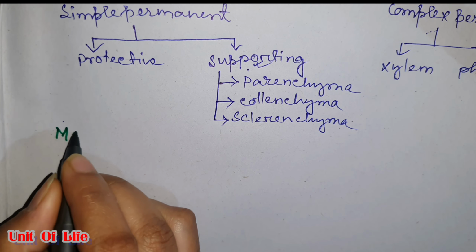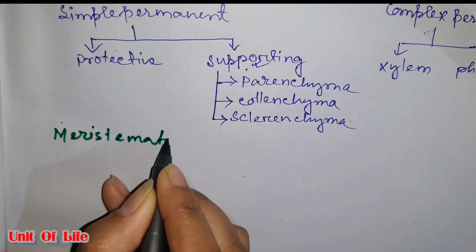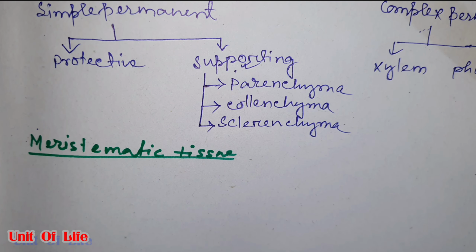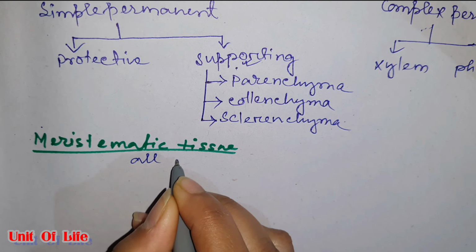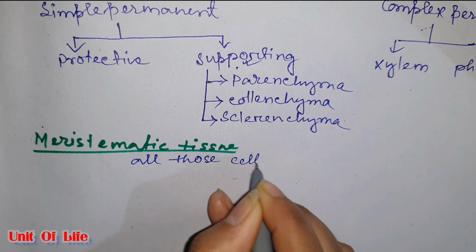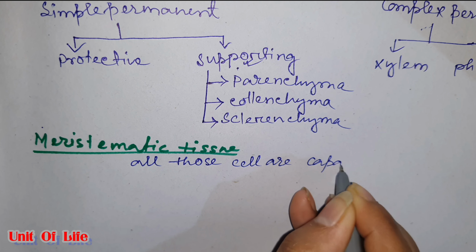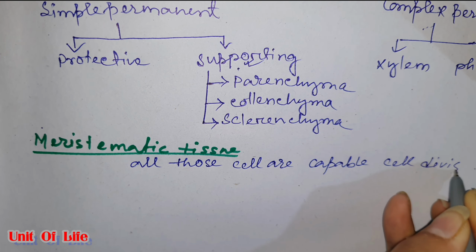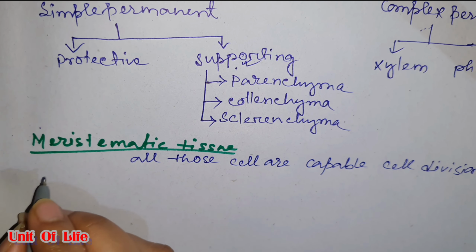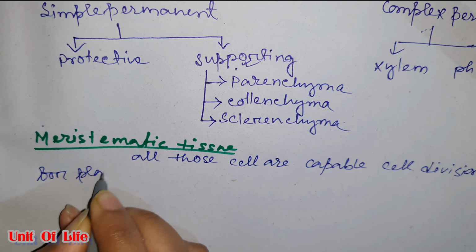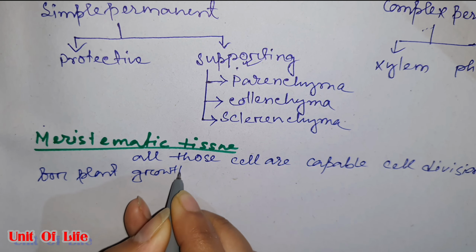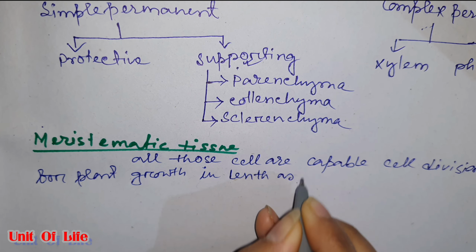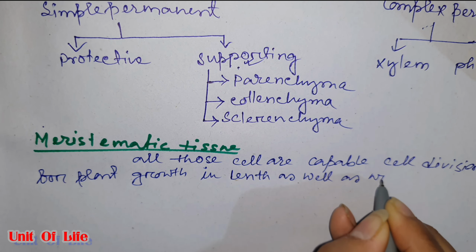Then we discuss meristematic tissue. So first, what is meristematic tissue? All those cells that are capable of cell division for plant growth in length as well as diameter are called meristematic tissue. So it is the group of actively dividing cells of the plant that promote plant growth in length as well as width or diameter.